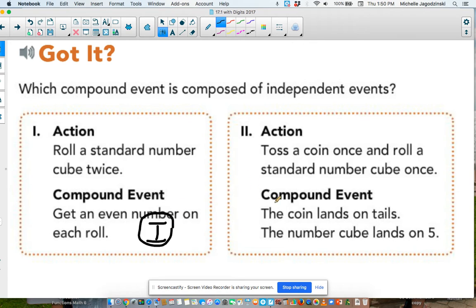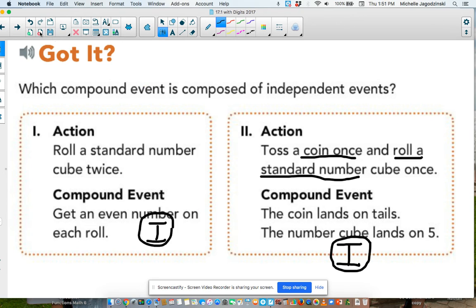Now, if we look here at action 2, it says toss a coin once. So I'm tossing a coin and roll a standard number cube. All right, so when I flip a coin in the air, does it have any impact on what will happen when I roll a dice? If you say yes, it has an impact, then it's dependent. If you say no, it doesn't have an impact, then it is independent. And the correct answer for this is independent. What I do on a coin has no impact whatsoever on the dice when I go to roll the dice.